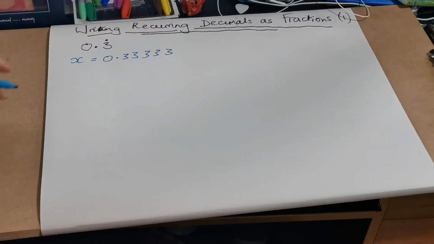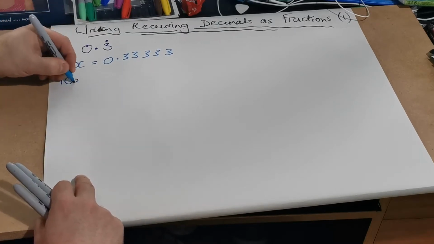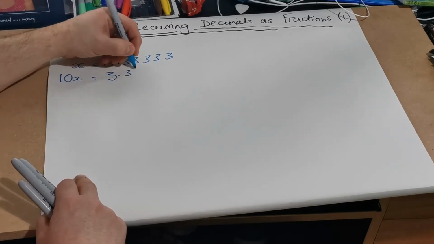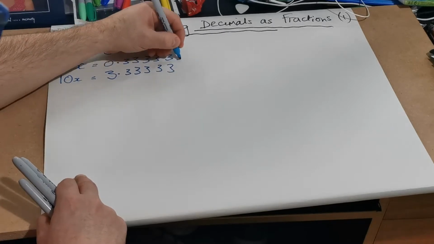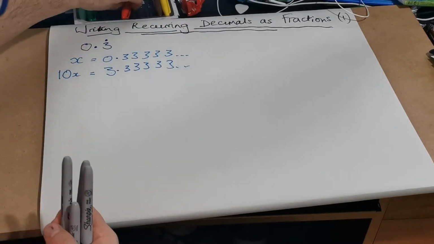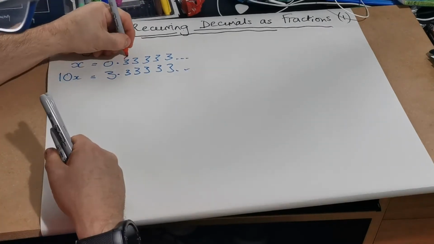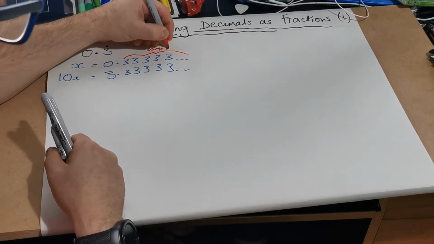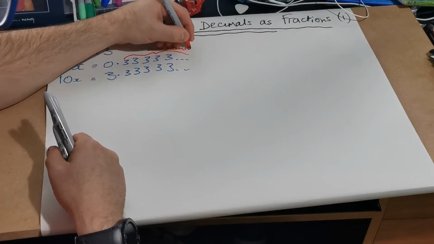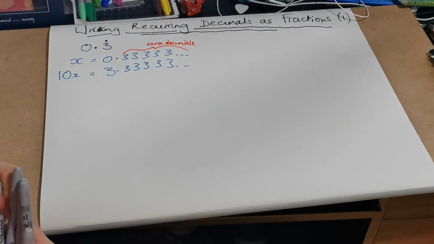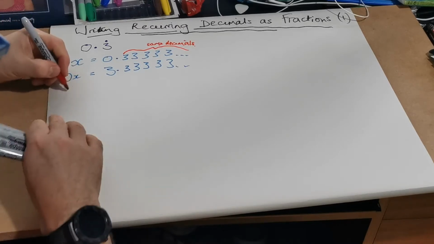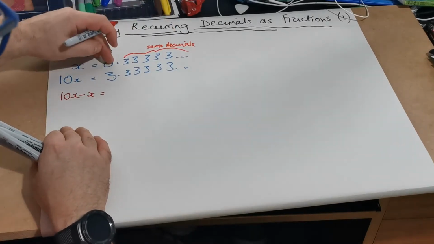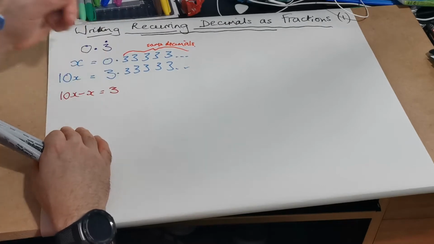0.33333. And if I times that by 10 to get 10x, that moves the decimal point one place to there. So that's going to be 3.33333, etc. And now you can see that these bits here are the same. Now, what that means is that when I subtract 10x take away 1x, I get 3.3 recurring take away 0.3 recurring, so I just get 3.